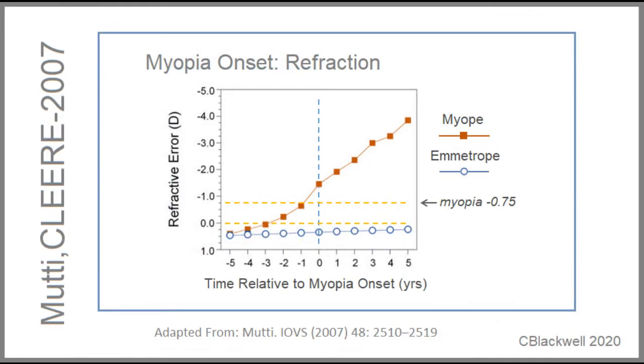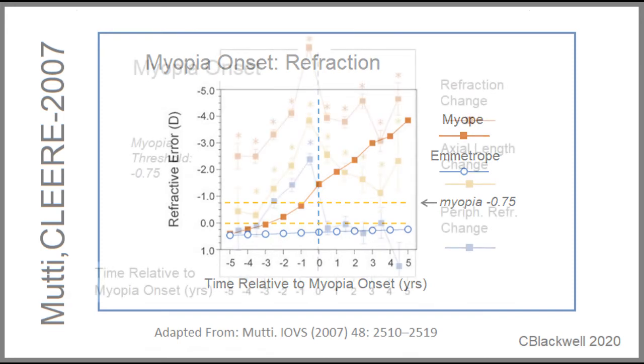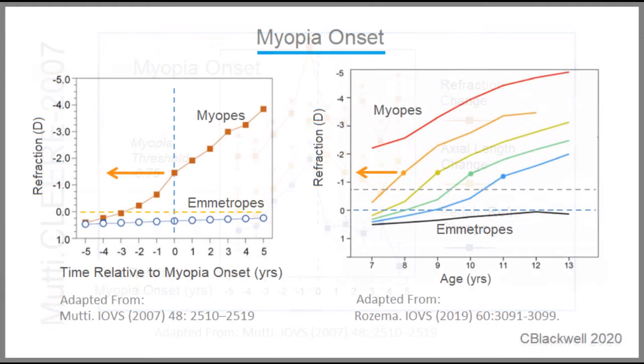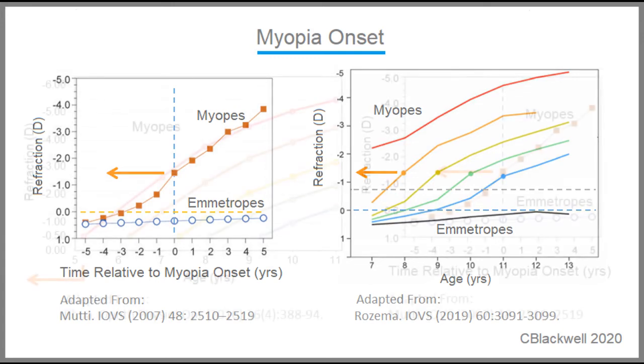Digging a little deeper, we saw that the eventually myopic eye started in the same place as emmetropes and began to progress toward myopia several years before crossing the threshold. So whatever mechanism is active started early, years before diagnosis of myopia. Just so that is clear, the myopia groups start to diverge from emmetropia some years before crossing the myopia threshold.